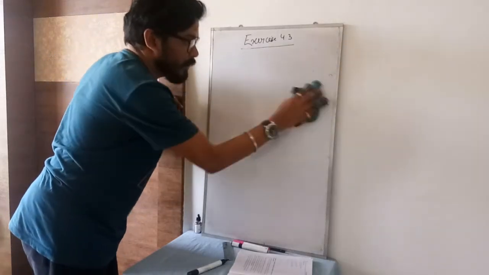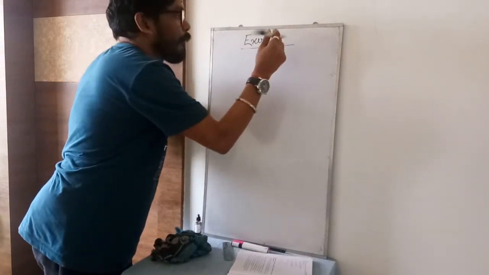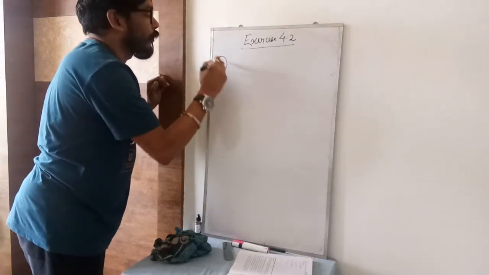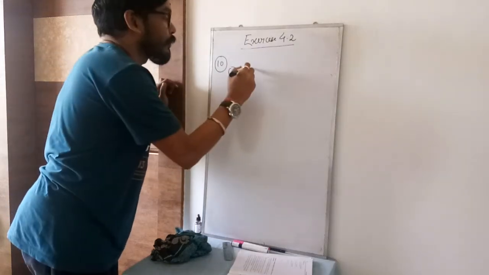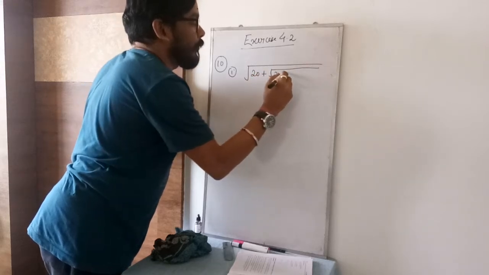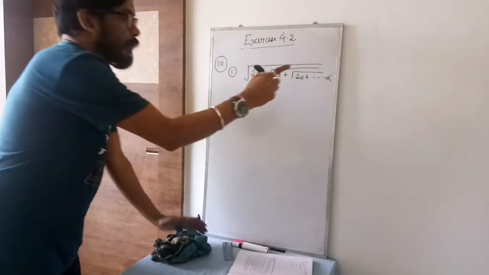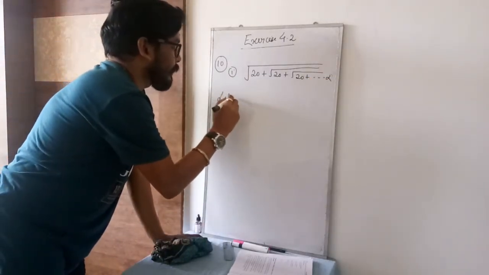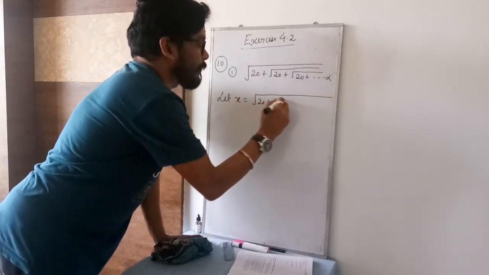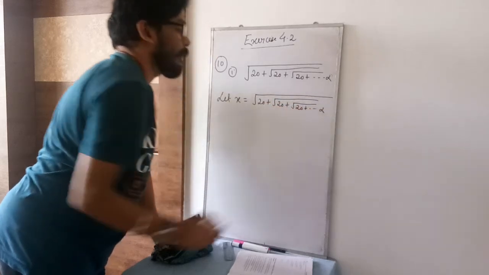So question number 10 as a whole you can give a star mark. So it is exercise 4.2, question number 10, Roman 1. It is given root over 20 plus root over 20 plus root over 20 plus up to infinity. Okay. So I will consider this as x. Let x equal to root over 20 plus root over 20 plus root over 20 plus dot infinity.